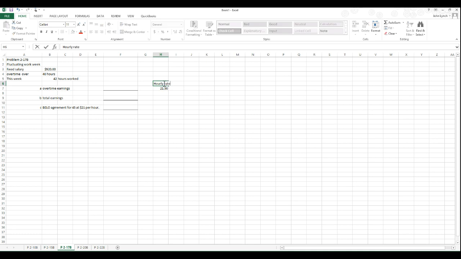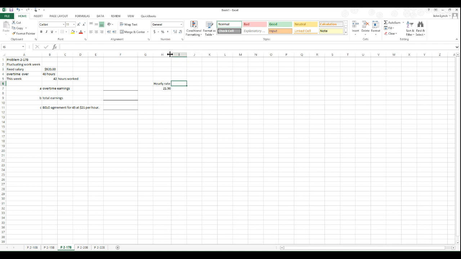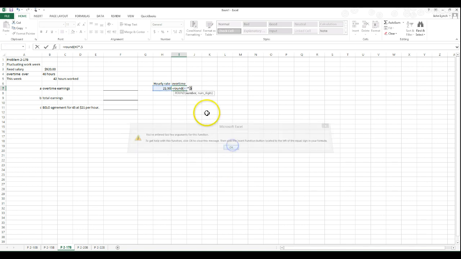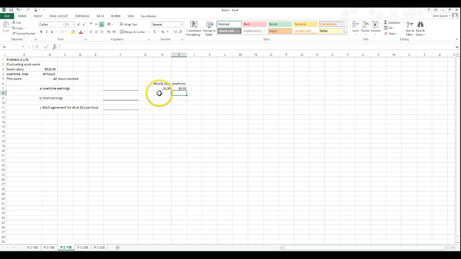Like I said, it would change each week. For the overtime, this agreement is only half time, so we get equal round, and we would take the 2190 times 0.5, which is 1095.